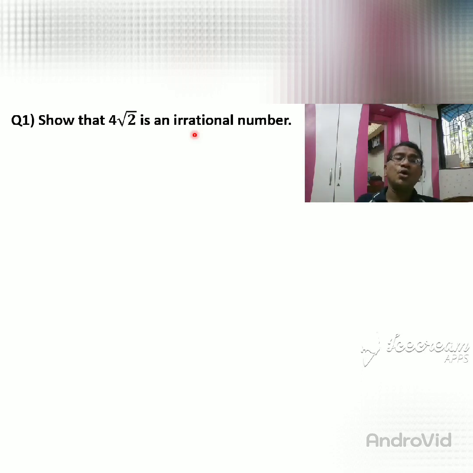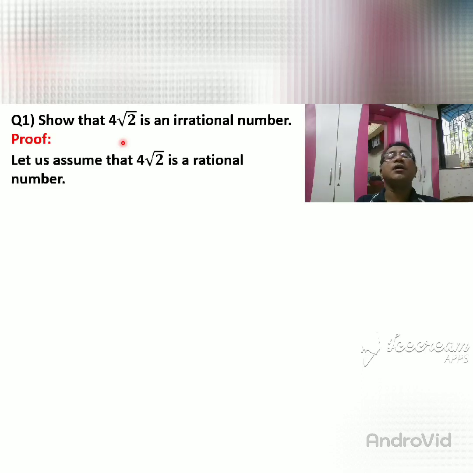So 4 root 2 is an irrational number, that is what you want to prove. We consider the opposite of what is given. Irrational's opposite is rational. So let us assume that 4 root 2 is a rational number. Assume means consider. Now some of the students are confused: what is assume? Assume means you have considered that 4 root 2 is a rational number.